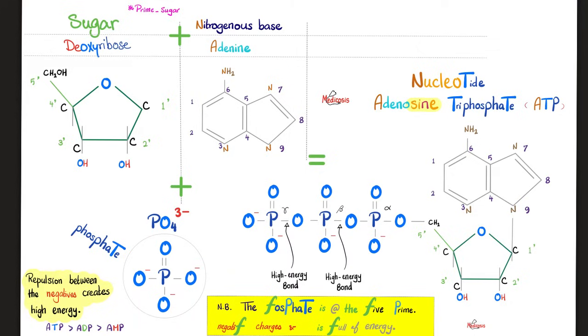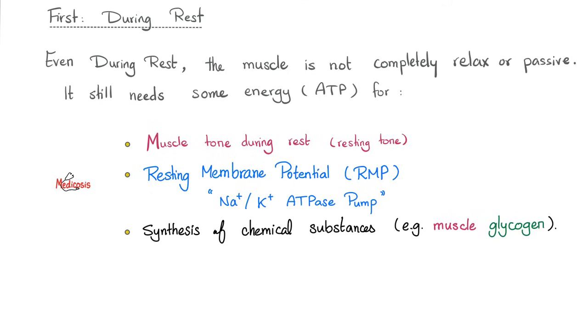Let's add some French to the mnemonic. This phosphate has a negative charge. And the phosphate is full of energy. That's the story behind ATP. If you remember my physiology video titled Muscle Metabolism and Sources of Energy, we talked about how your muscle gets energy during rest.